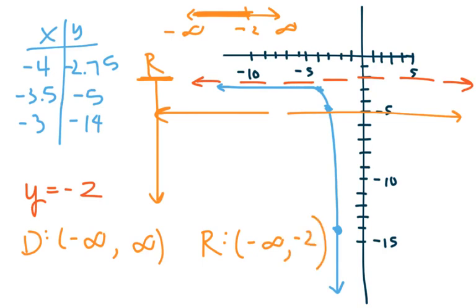Remember, with asymptotes, we use parentheses because we're never actually going to hit that asymptote. We're just going to get really, really close. We're going to approach it. Okay, and yeah, you always use parentheses with infinity and -infinity. Okay, so that's an entire problem, an entire example.